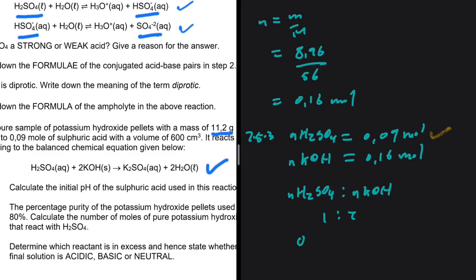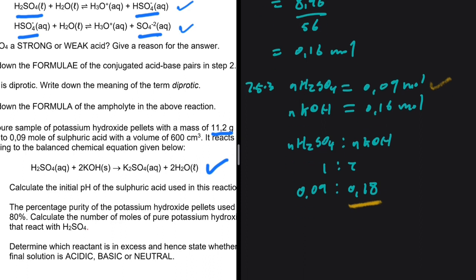So if 0.09 of H2SO4 is to react, we would need 0.18 moles of potassium hydroxide. Right. So these are the number of moles that we need for H2SO4 to react completely. But as you can see, what we have is less than that. So that tells us that KOH is our limiting reactant. So H2SO4 is in excess. Right. So if H2SO4 is in excess, then the final solution should be acidic.